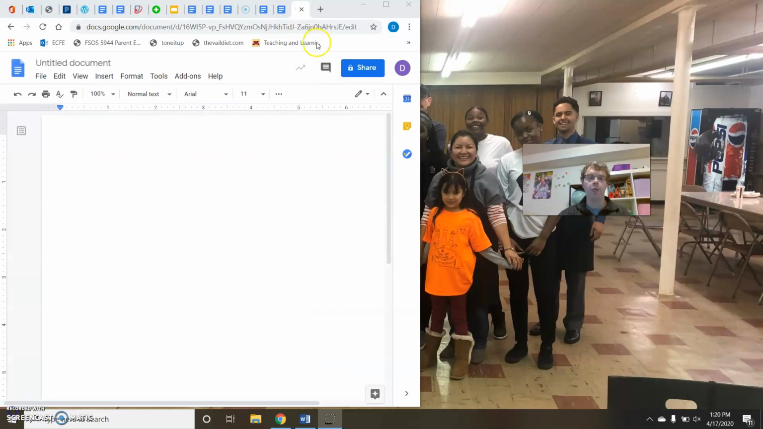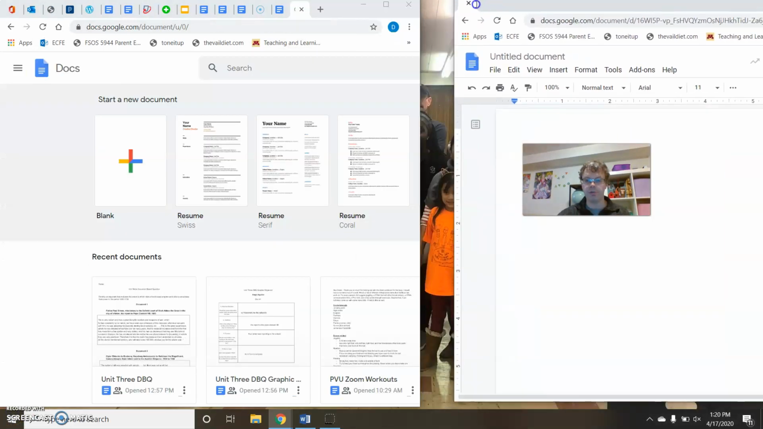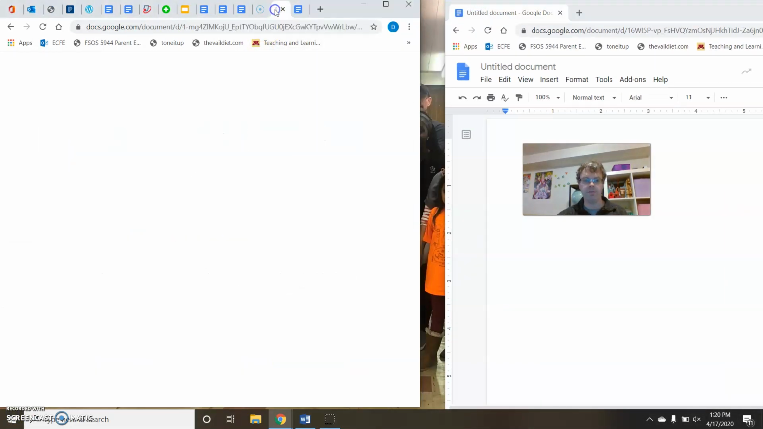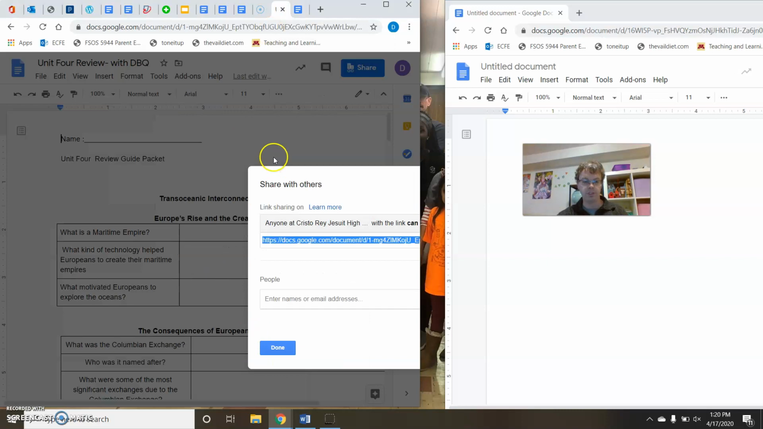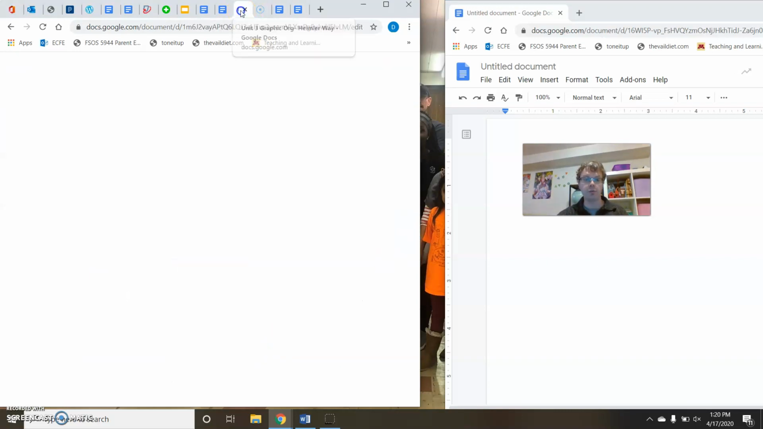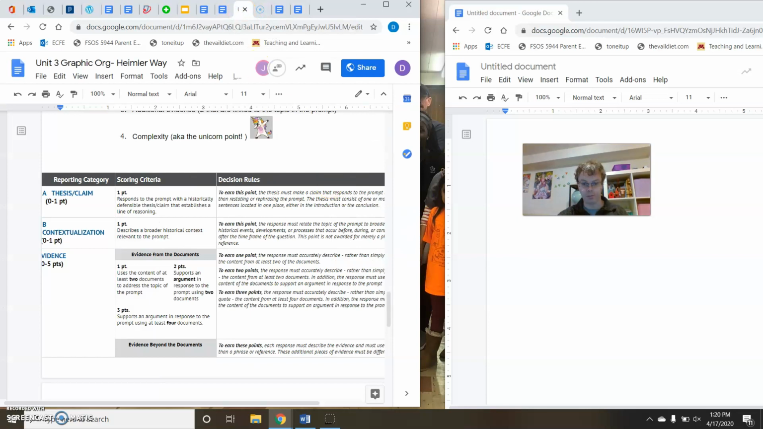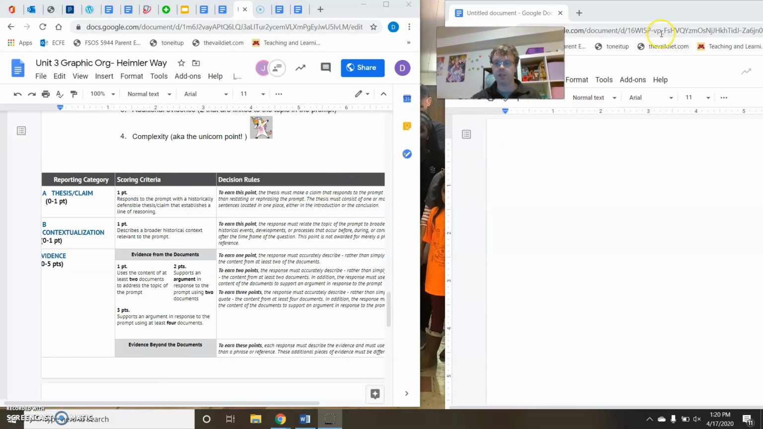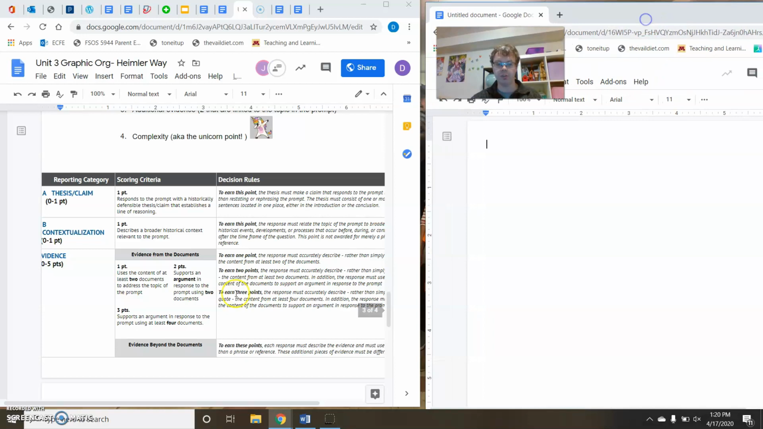All right. And what I'm going to do is I'm just going to split screen it here. So I have both of them. I have the Heimler way graphic organizer that we were looking at, and I'm also going to be looking at my Google Doc over here. So let's take a look at how we are going to write this.